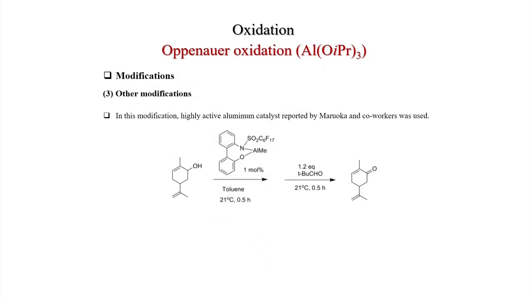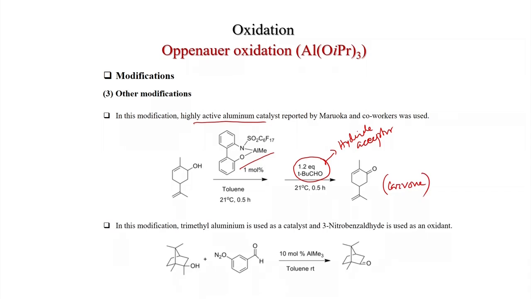This is the third modification. In this modification, a highly active aluminum catalyst is used instead of aluminum isopropoxide, a highly reactive aluminum catalyst, which was reported by Maruoka and co-workers. Only 1 mole% catalyst is enough to do the oxidation, and this tertiary butyl aldehyde, which is called pivalaldehyde, is the hydride acceptor. So, that means not only ketone, aldehyde can also act as a hydride acceptor, and now this alcohol is getting oxidized to the carbonyl carbon.